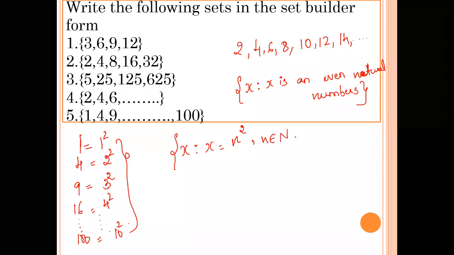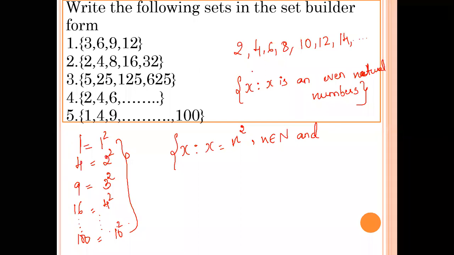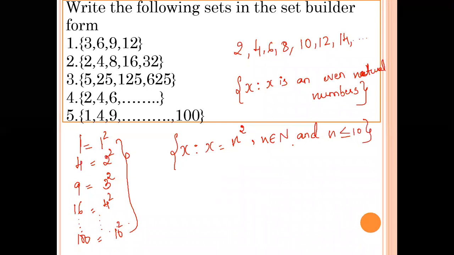Should I include all the natural numbers? Or should I restrict it? Or we should not include all the natural numbers. So till where should I include? Till where I have to include, students? Till where? Till 10. So n should be less than or equal to 10.